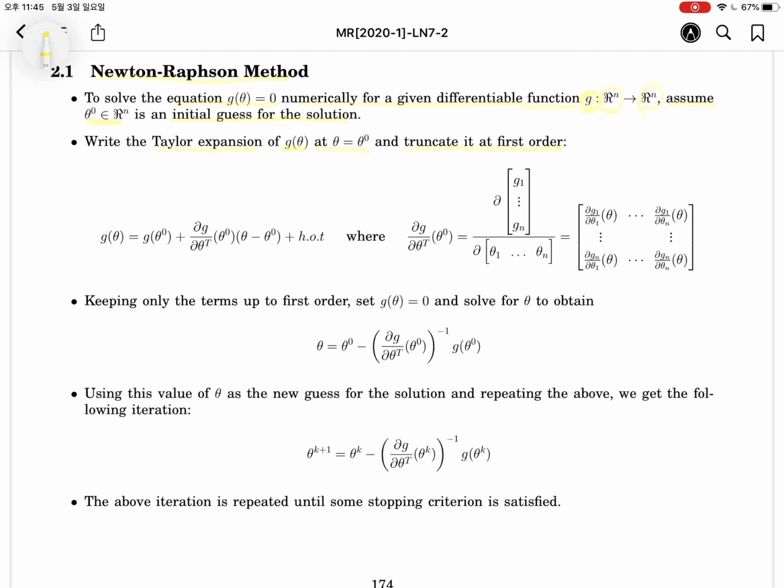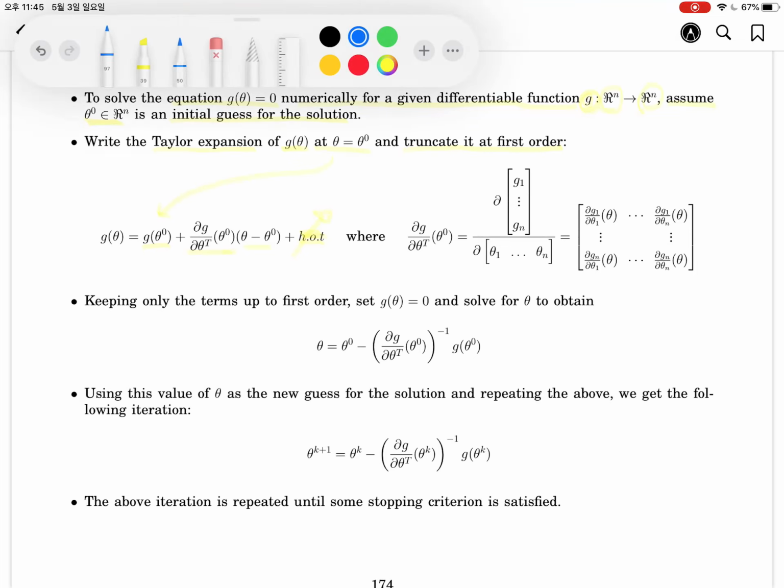Let's write down the Taylor expansion at the initial guess theta 0. The initial guess is applied to get the numerical value of g, and then the partial derivative of g with respect to theta is a matrix, multiplied by theta minus theta 0. The higher order term would be the second order, which requires twice differentiation. Anyway, we will neglect these terms.